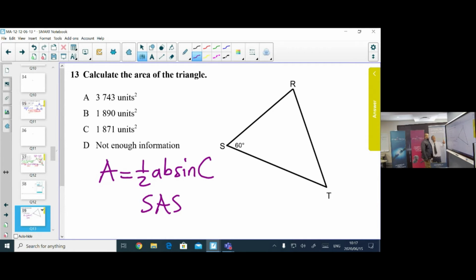So we need a triangle that fulfills that we are given a side followed by an angle followed by a side. In this regard, we don't have a side. Yes, we have an angle, but there's no side and there's no side. So we have not enough information to actually solve this particular question. So D would be our solution. There is not enough information given to solve the area of the triangle.